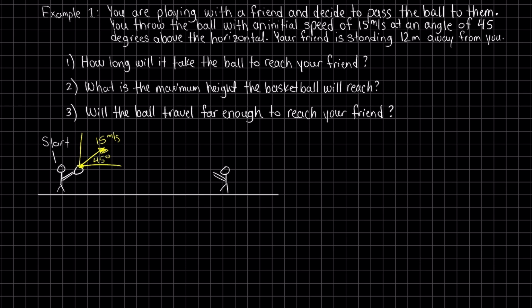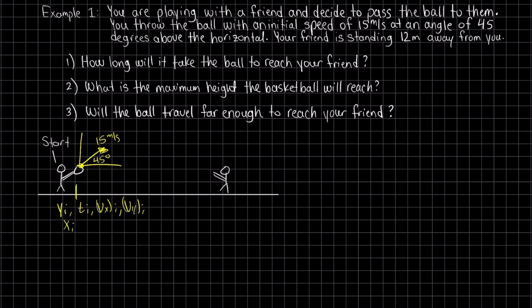Since this is the starting point, this is where I'm going to find information about the initial vertical position, the initial time, the initial horizontal velocity, the initial vertical velocity, and the initial horizontal position. Notice how there's a lot more variables here compared to a simple one-dimensional kinematic problem. Well, this is because we're moving in 2 dimensions at the same time. We know that our friend is 12 meters away, but we can't necessarily assume that the ball's going to land there. That's what we're trying to figure out.